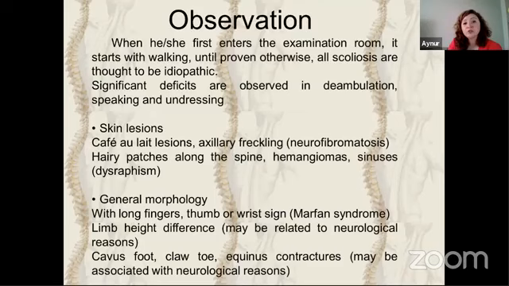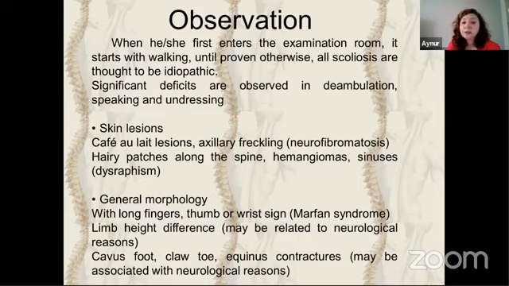When he or she first enters the examination room, it starts with walking until prone. Otherwise, all scoliosis is thought to be idiopathic, because 75% to 80% of scoliosis is idiopathic. Significant deficits are observed in ambulation, speaking, and undressing.